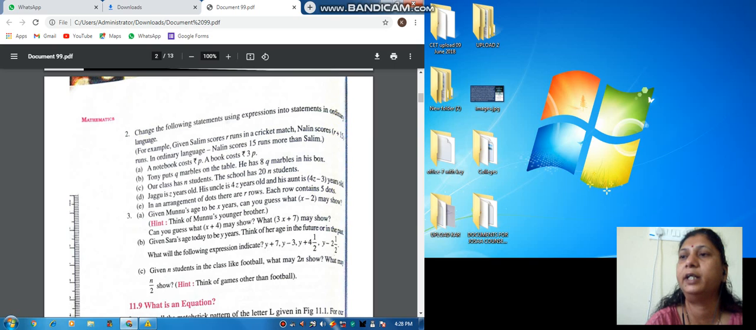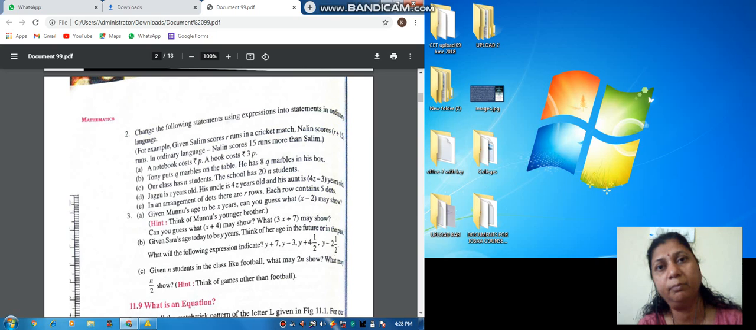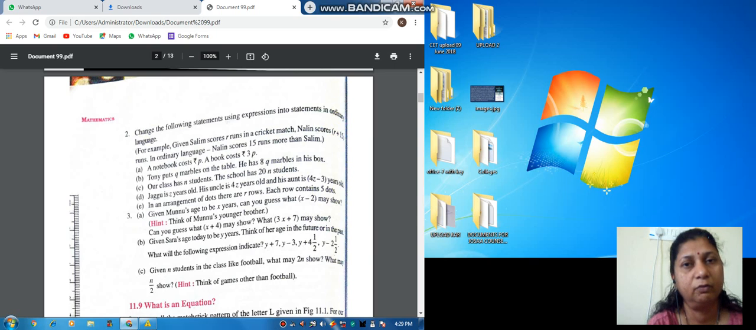Think about her age in the future or in the past. What will the expression indicate? Now see y plus 7. So will this be the age in the future or in the past? Definitely in the future, na. So y plus 7 is the age of Sarah after 7 years, right? Then y minus 3 is in the past. Today her age is y, so her age before 3 years is y minus 3.